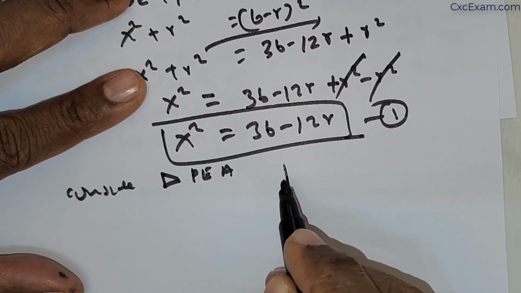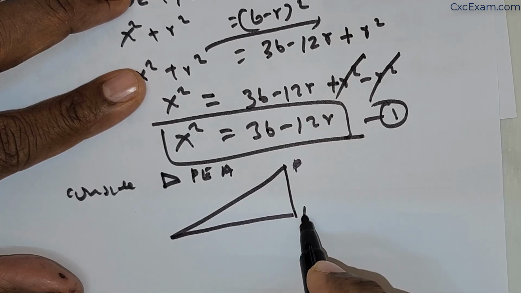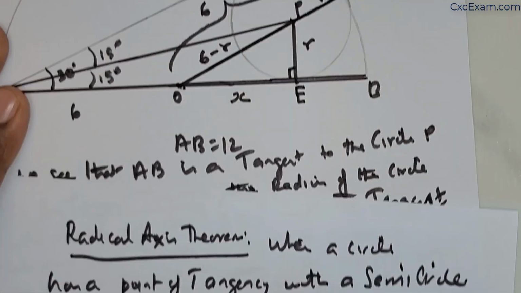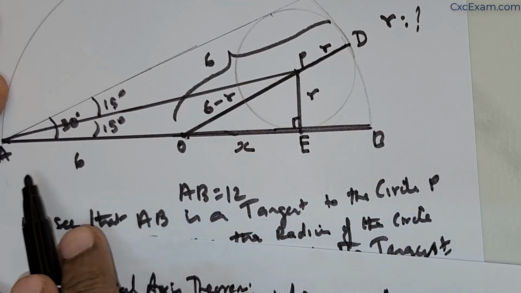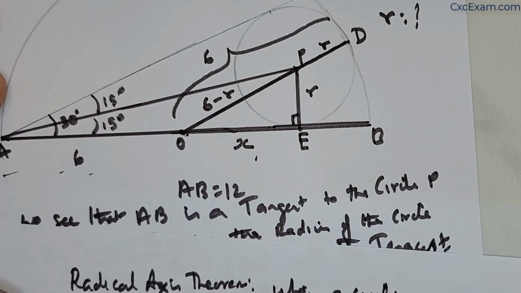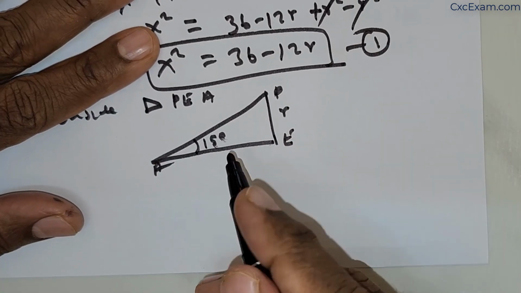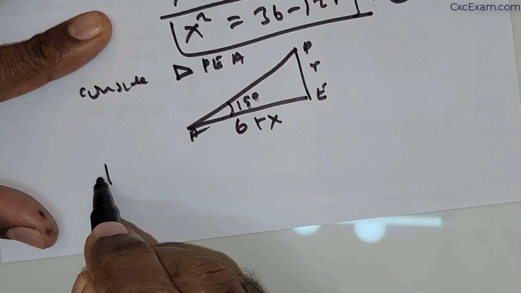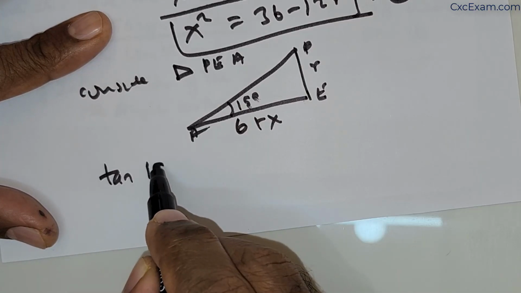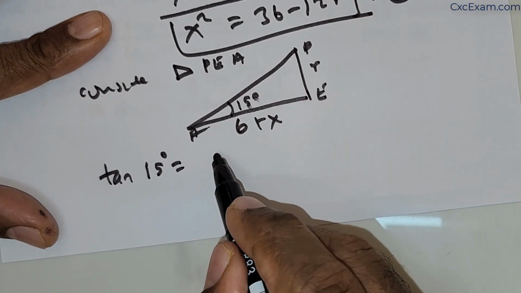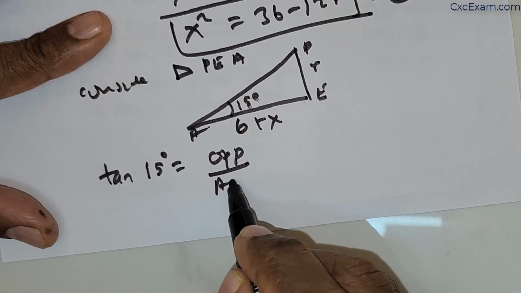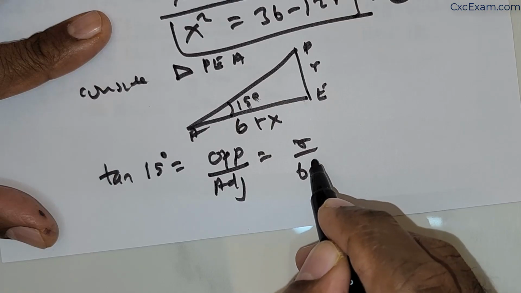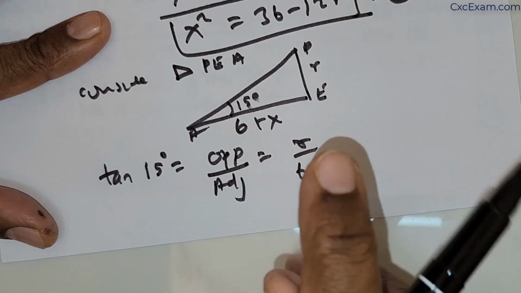So this is P, this is E, this is A, this is 15 degrees, this is R, right? This entire length is 6 plus x. So what I'm going to do is use the tan ratio. Now tan 15 is opposite side by adjacent side. Opposite side is R, adjacent side is 6 plus x.